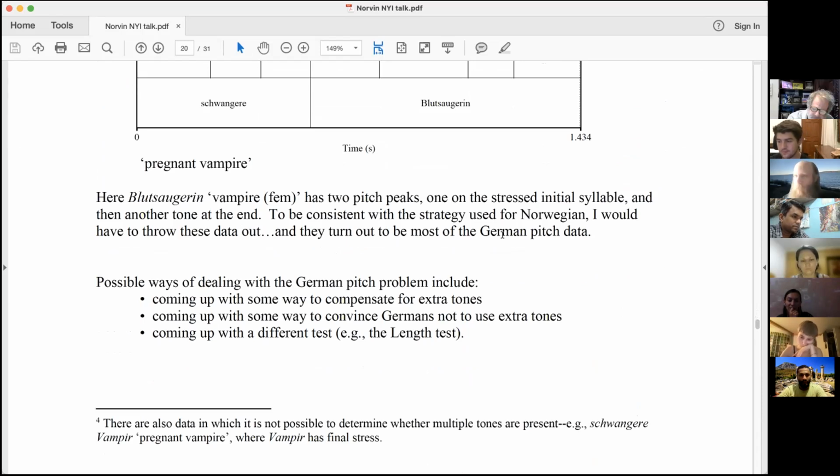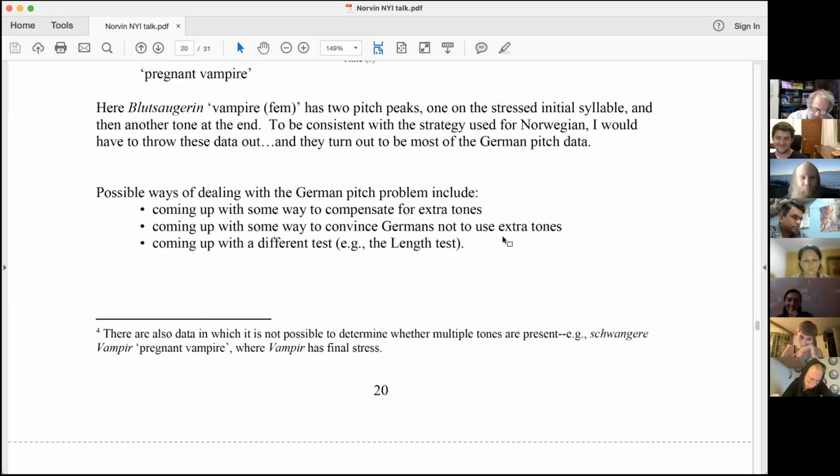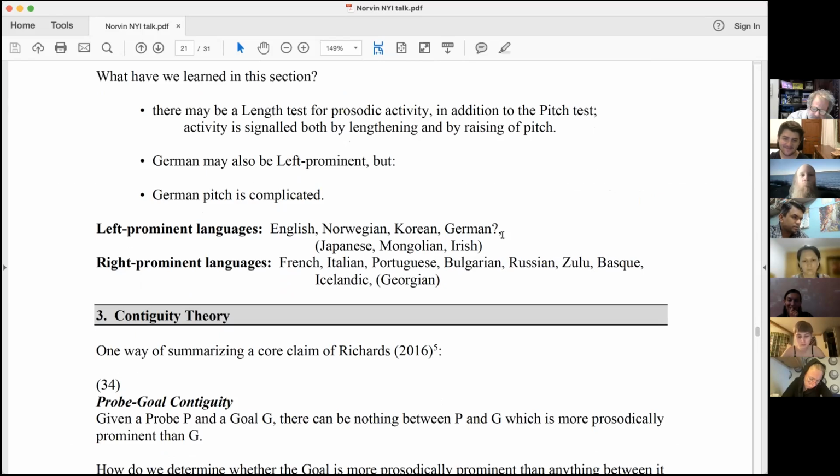I'm hoping that length will be a way to study languages like German that have too many high pitches in them. Another possibility would be to come up with some way to stop Germans from using these extra high tones, but I don't know how to do that. Okay, so what have we learned in this section? There may be a length test for prosodic activity in addition to the pitch test. German may also be left prominent. German pitch is complicated. We might be able to add German to our list of left prominent languages. So far, the tests are in agreement with each other as to which type of language a given language is.